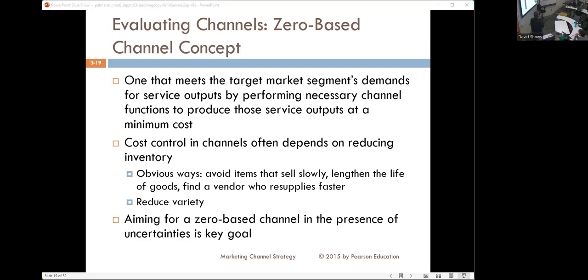the purpose of a zero-based channel in the presence of uncertainties is a key goal. You want to be able to have a necessary amount, but the difficulty with having too little is a concept that's known as the bullwhip effect.